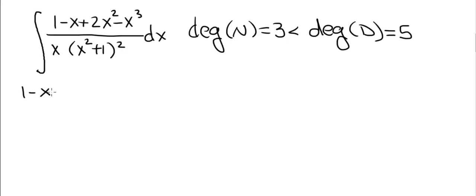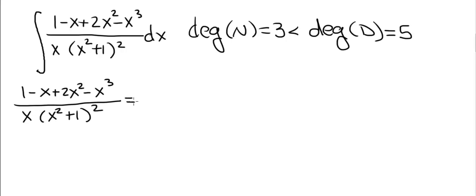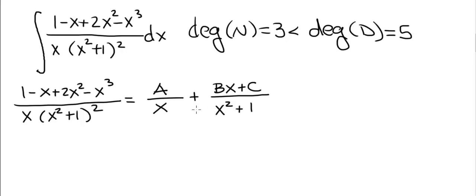We're now going to do the partial fraction decomposition of this rational function, (1 - x + 2x² - x³) divided by x times (x² + 1)², which is going to be written on the right as a constant over the only linear term x. So A over x, plus a linear term of the form (Bx + C) over x² + 1 to the first power. Notice that x² + 1 is an irreducible quadratic polynomial that's repeated twice, so we're going to need another linear term, (Dx + E) divided by (x² + 1)².